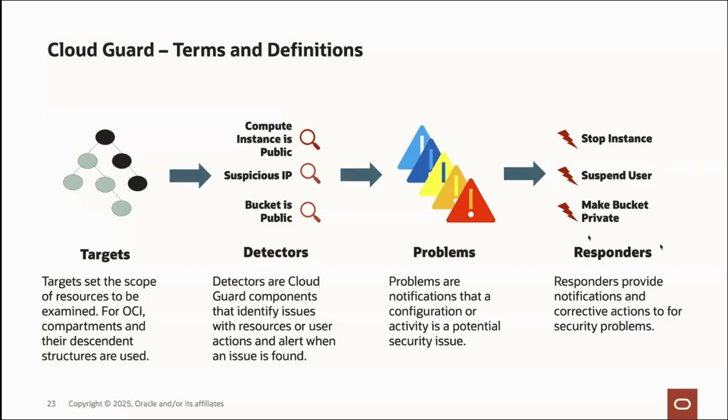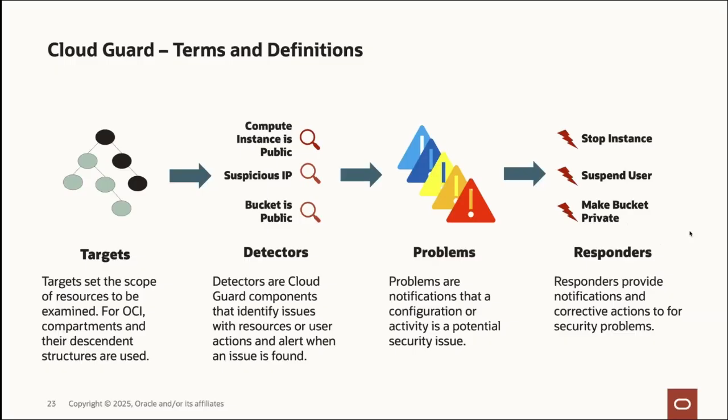Suspend user, make bucket private. So, right, if a bucket is public, the responder for that would be to make that bucket private. And that's a critical risk. When you have public buckets in object storage, that could pose a critical risk to your environment. And there are multiple different things that you can do to prevent that from happening. You can leverage what's called a security zone. We'll take a look at that next after CloudGuard, which will prohibit public buckets from being created.